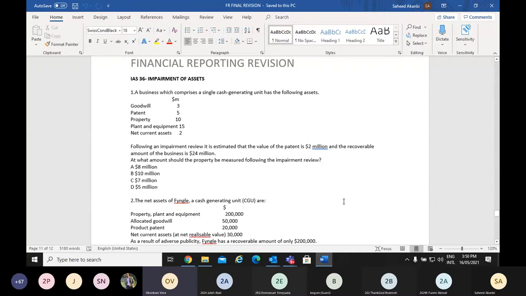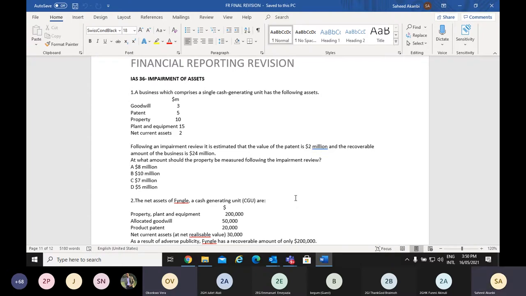Please, can you ask again how to allocate it? I didn't quite get it. I can't hear you. I said, please, can you take that again? How to allocate the impairment for a cash generating unit? I didn't get the process you were explaining. I didn't get it. Okay.